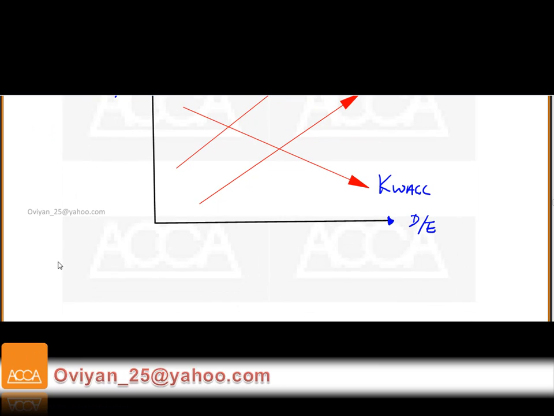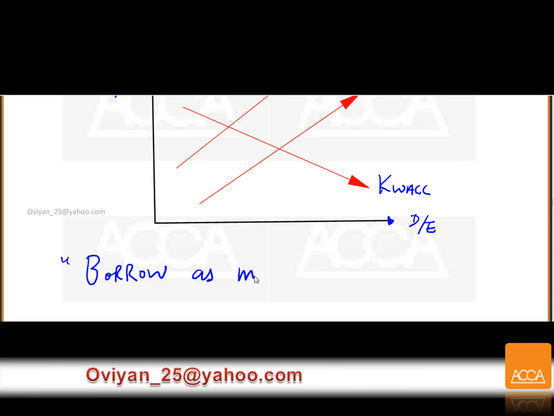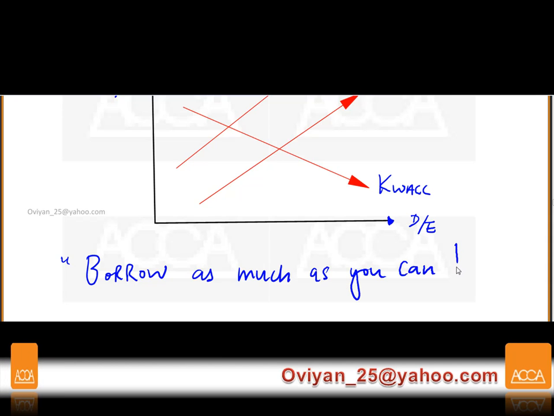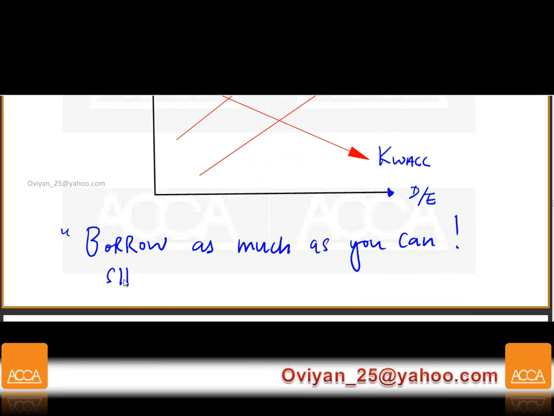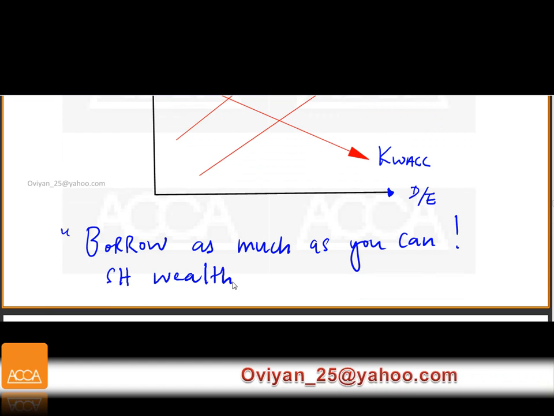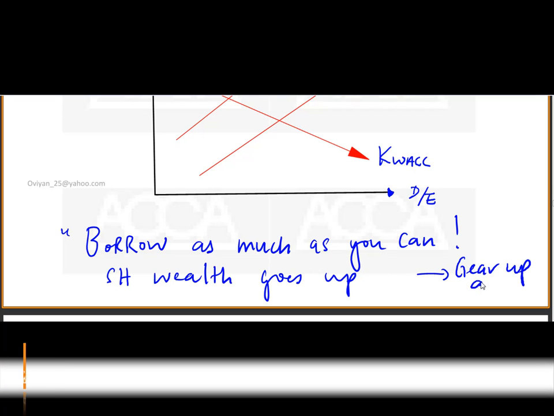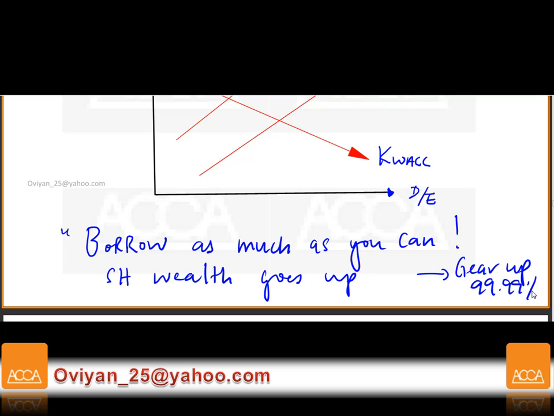So what's the conclusion here? The conclusion here is borrow as much as you can go. Borrow as much as you can. Shareholders' wealth goes up by this. So the conclusion is gear up 99.99%. That's a very bad assumption. Is that clear? I mean, that's a very bad conclusion. Borrow as much as you can.